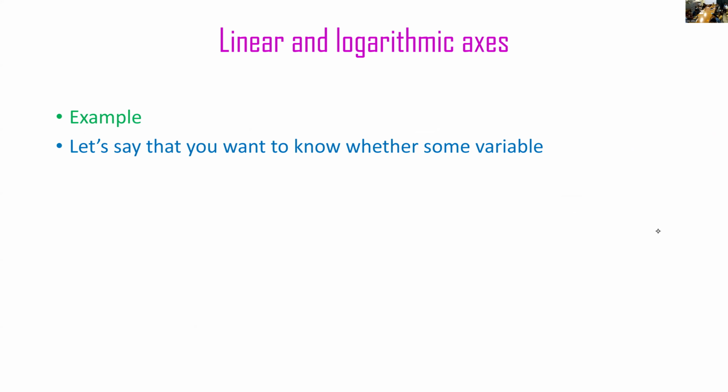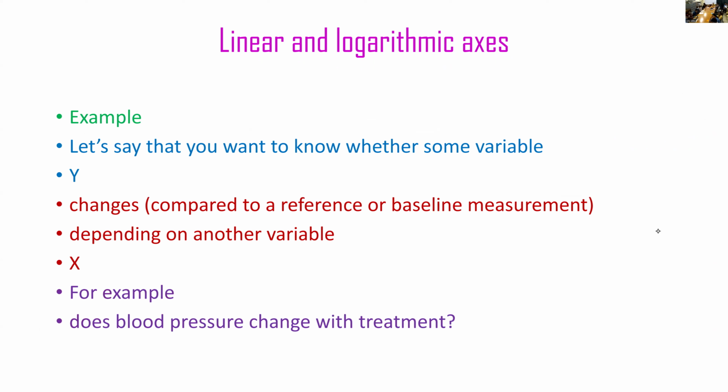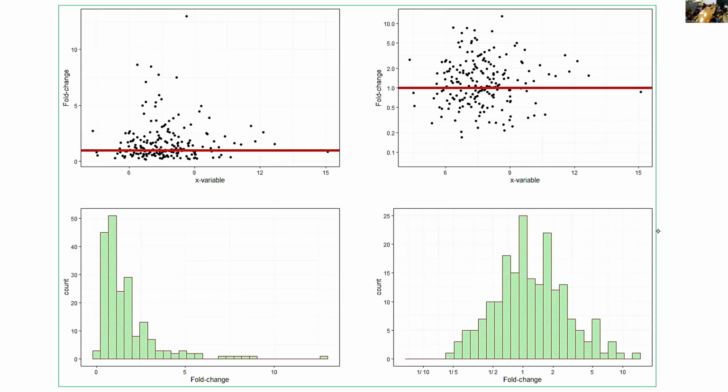So an example: we want to know how some y variable changes depending on an x variable. Does blood pressure change with treatment? As treatment changes, how does the blood pressure change? All right. Look at these. This is the x variable. Focus on the top half of the graph first. This is the y variable. This is the amount of change in blood pressure. What do you notice about the two graphs?